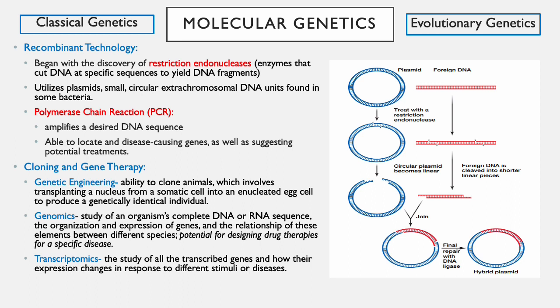The applications of molecular genetics include recombinant DNA technology, which actually began with the discovery of restriction endonucleases. It utilizes plasmids, small, circular, extrachromosomal DNA units found in some bacteria. PCR, or polymerase chain reaction, amplifies a desired DNA sequence, which is an application of recombinant technology, and this is able to locate disease-causing genes as well as suggest potential treatment. Other applications of molecular genetics include genetic engineering, genomics, and transcriptomics.